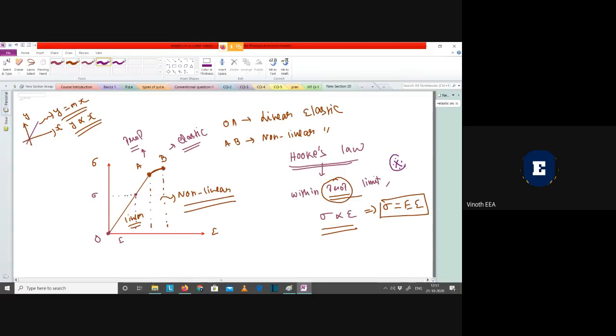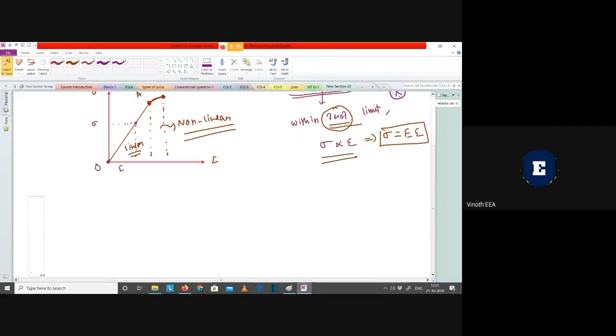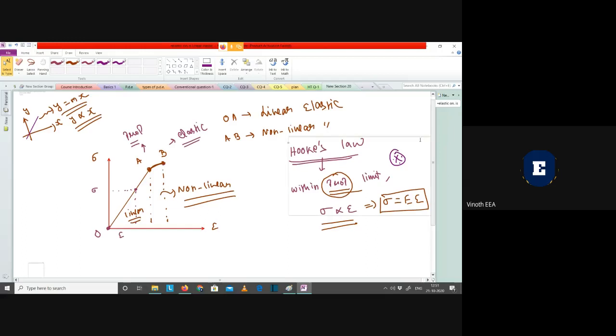Suppose they ask a conceptual question from this, for example, they say that stress is proportional to strain, it is applied within dash. Then you need to say that it is within the proportionality limit. Or they will say Hooke's law is applied within dash. If option A is proportionality limit and option B is elastic limit, then the correct answer is proportionality limit.